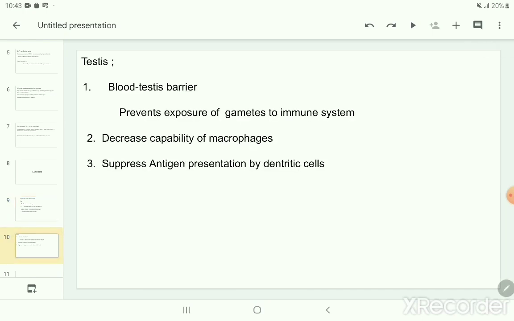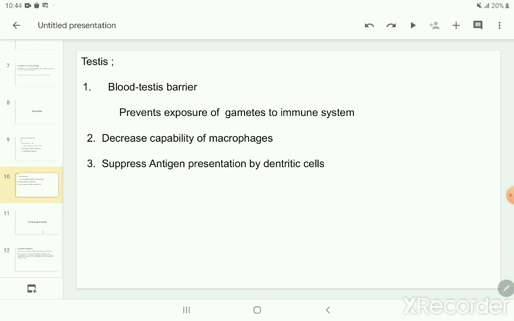The other most important organ which has the property of immune privilege is the testes. And again, here there is a blood testis barrier which prevents exposure of gametes to the immune system. There is decreased capability of macrophages, and there is suppressed antigen presentation by dendritic cells.